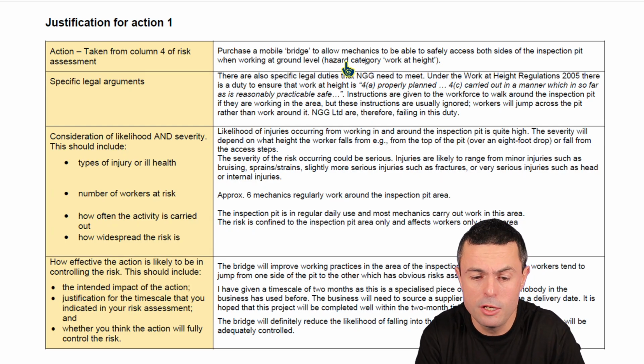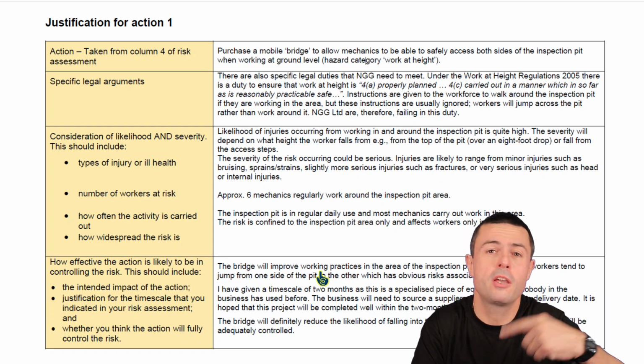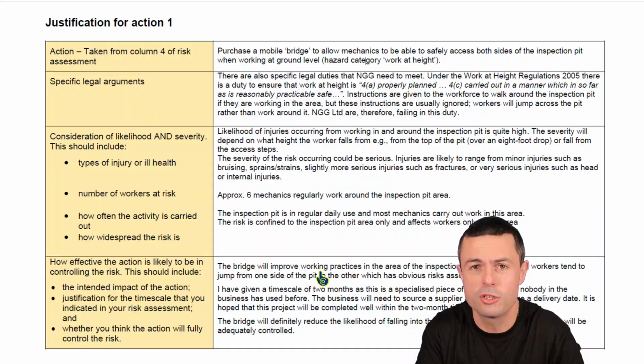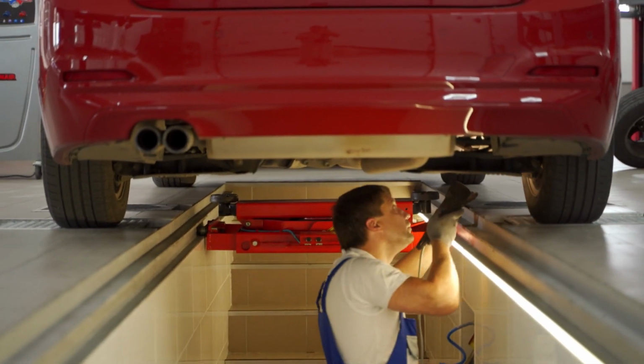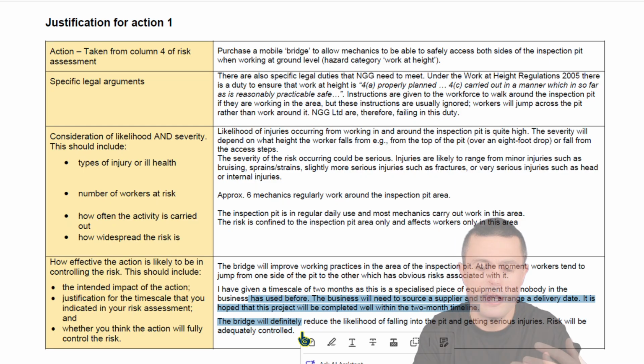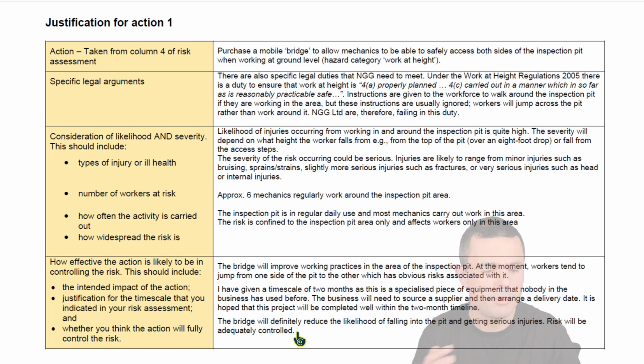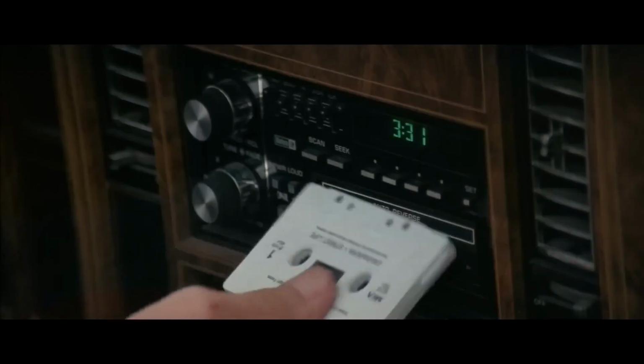Well, here, it will stop people from jumping over the pit. That's what they're trying to stop. They want people to use a bridge to cross the inspection pit. We have to mention a timescale. We have to say whether we think it's going to fully control the risk by itself or whether we need some other actions as well. You have to fill in that form to the satisfaction of the examiner.